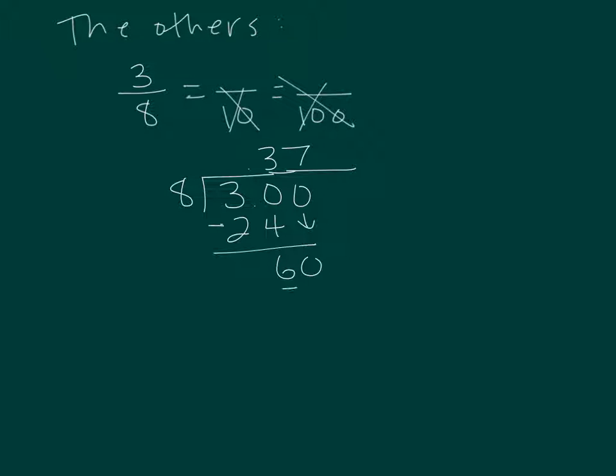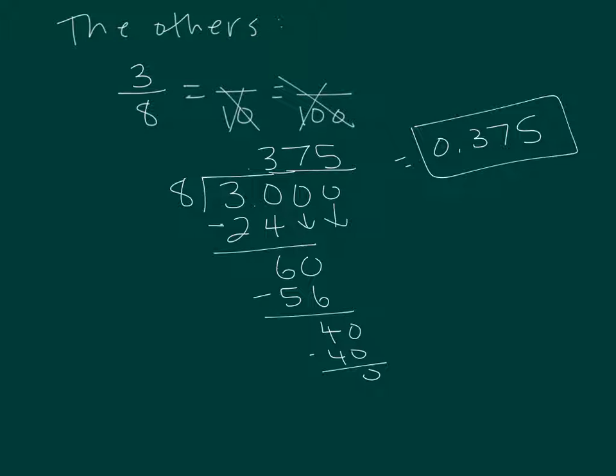8 goes into 60 7 times, that's 56. Subtract and you get 4. 8 goes into 40 5 times. That's 40, nothing left over, and we're done. That would be 0.375. That means that 3/8 equals 0.375.